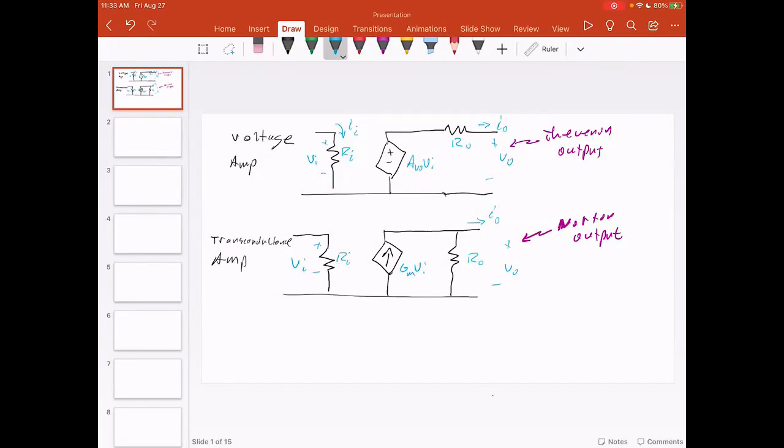So G_M, what is that? It's a transconductance, units of amps per volt. So when we multiply by V_I, the volts, we get an output of current, right? So G_M times V_I would be an amp per volt times a volt, which equals an amp.